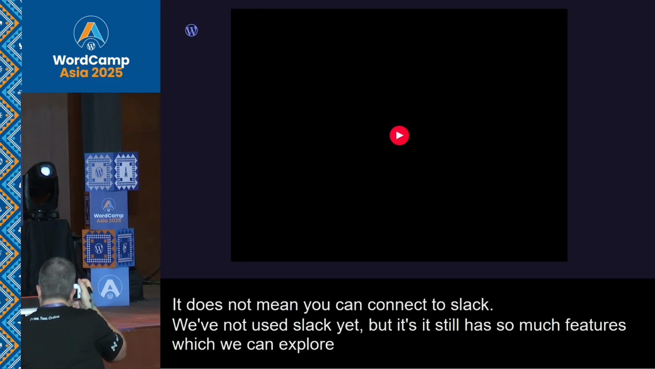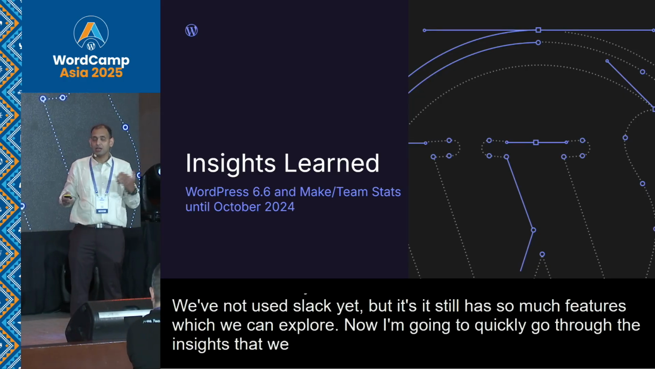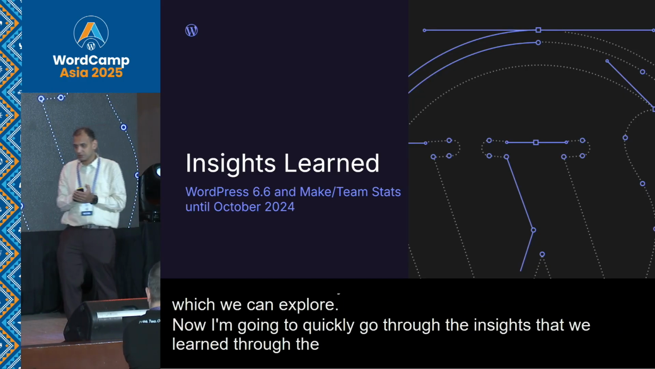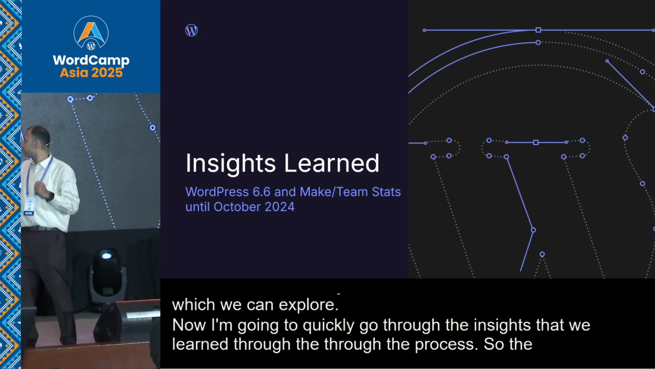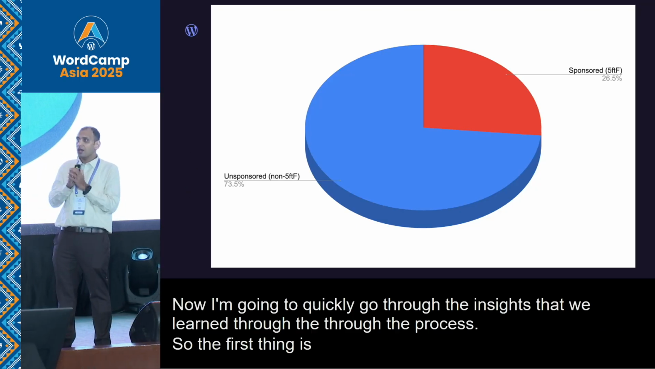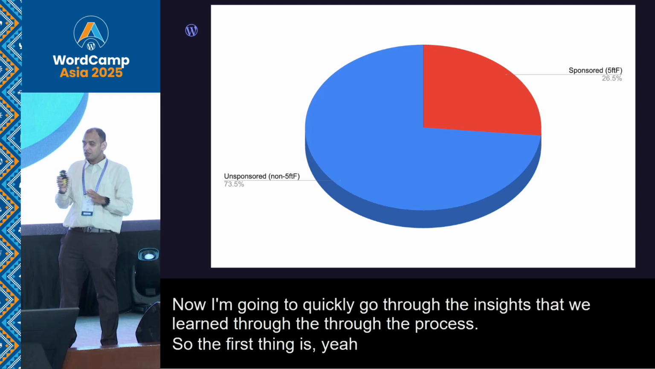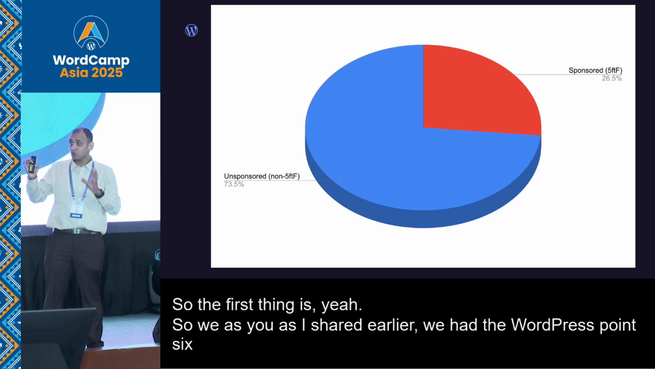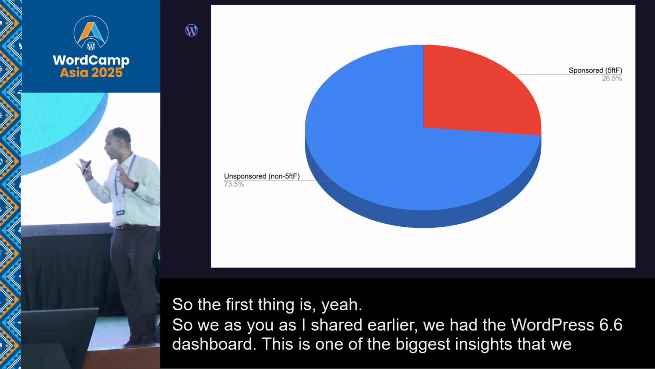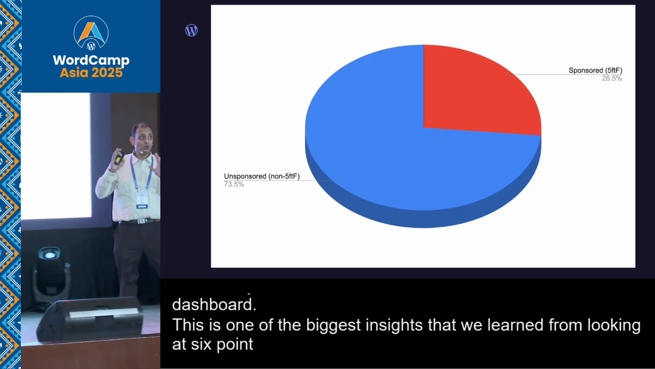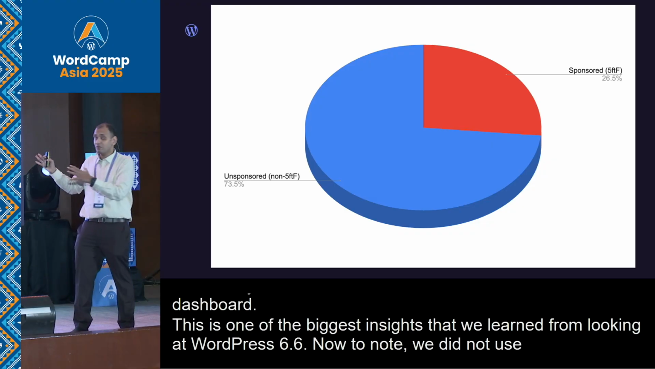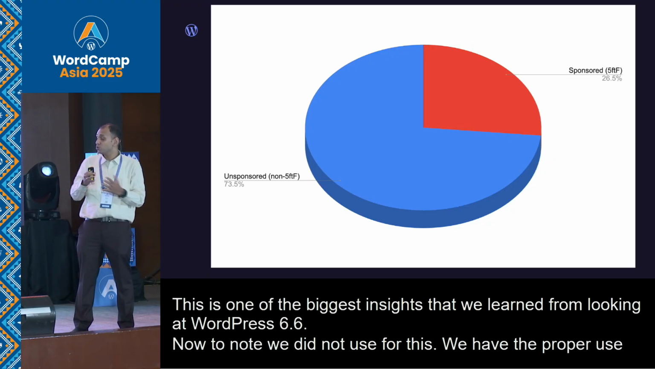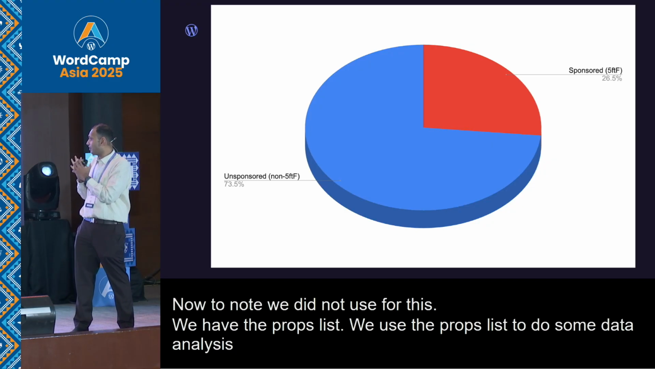Now, I'm going to quickly go through the insights that we learned through the process. As I shared earlier, we had the WordPress 6.6 dashboard. This is one of the biggest insights that we learned from looking at WordPress 6.6. Now, to note, we did not use Bitergia for this. We have the props list. We used the props list to do some data analysis. That's where we got this information.